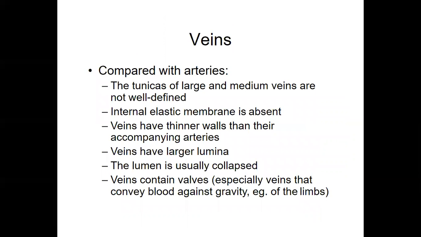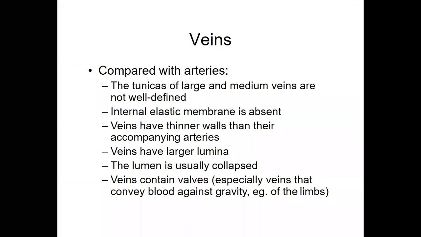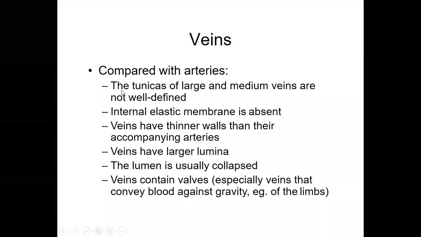Now we're going to move to the vein. For the vein, compared with the arteries, the tunicas of the large and medium veins are not well defined, and the internal elastic membrane is absent. This is a characteristic of the vein. The other characteristic is a thinner wall compared to the accompanying artery of similar size.